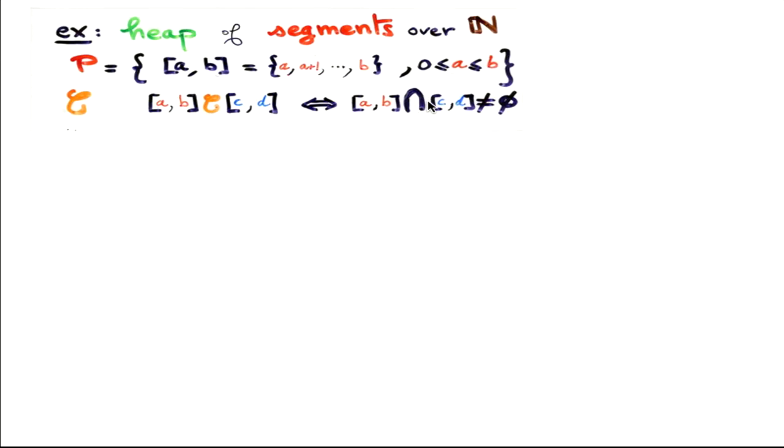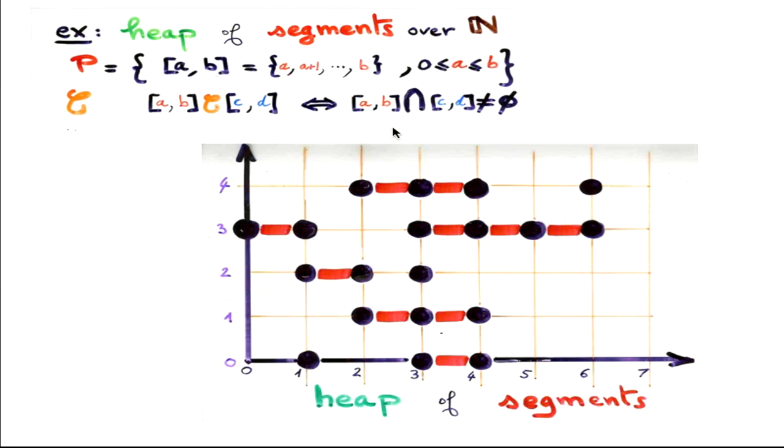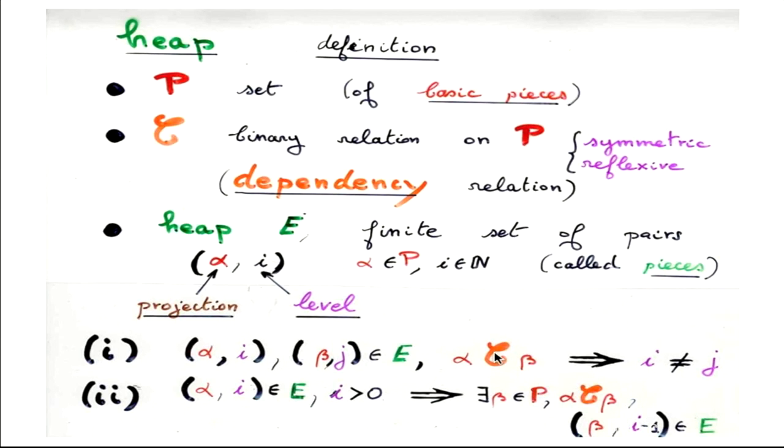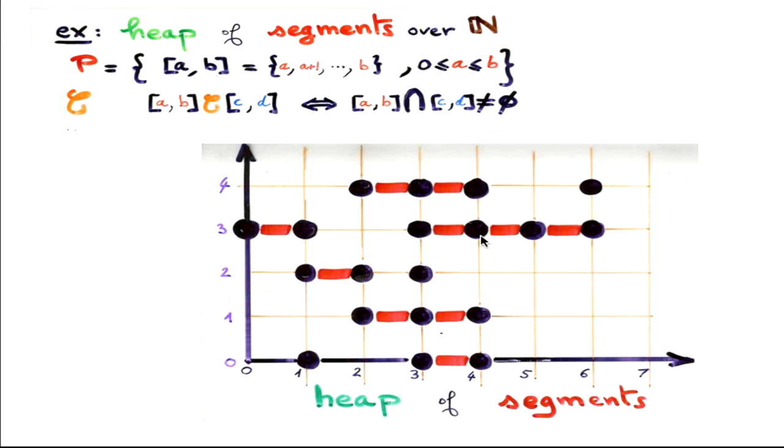And with this, here is an example of the heaps of segments. So the first condition here: if you have two pieces at the same level, it's important that if they are in concurrency, they cannot be at the same level. Which means that if you have two segments at the same level, they cannot overlap. They cannot be in concurrency, dependent, because the intersection should be non-empty. So which means that all your segments are disjoint.